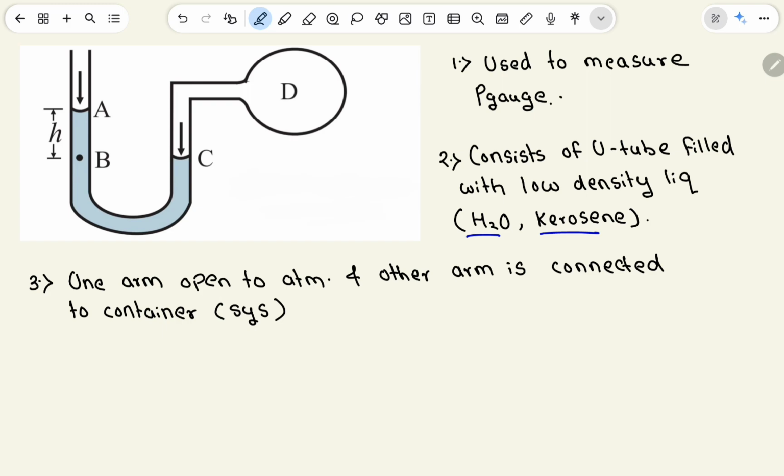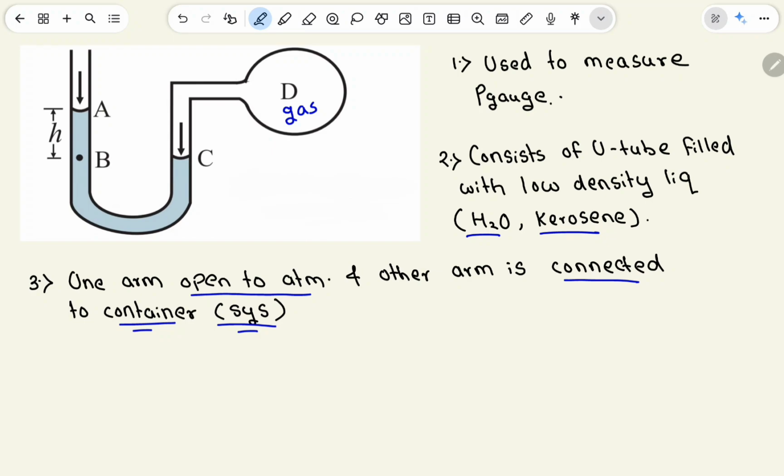This U tube consists of two arms. On the left hand side, we have one arm that is open to the atmosphere, and on the right hand side, we have the other arm which is connected to the container. This container holds the system whose pressure we want to measure. Basically, the container is filled with gas whose pressure we want to measure.